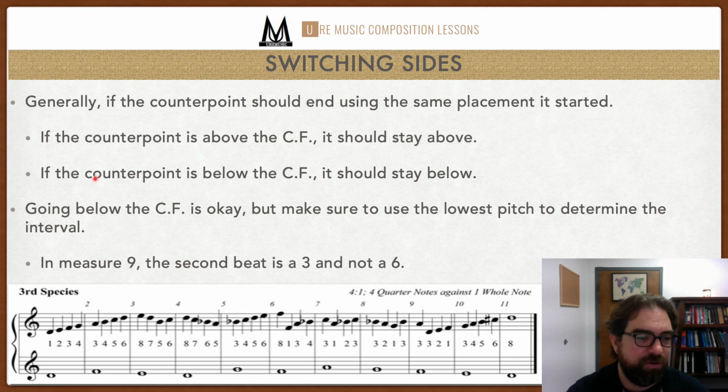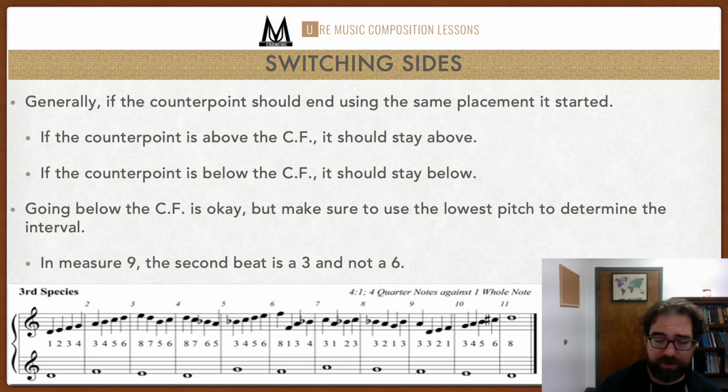So in general, if the counterpoint is above the cantus firmus, we want to stay above. If the counterpoint is below the cantus firmus, we want to stay below. And we should just have brief moments where we maybe go above the cantus firmus. So unison is now allowed. Remember, in second species, we really didn't want to use it at all. And in first species, we definitely didn't want to use it, except for the first or last measure.